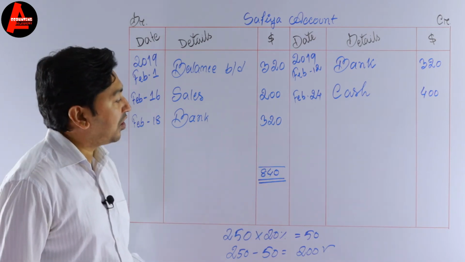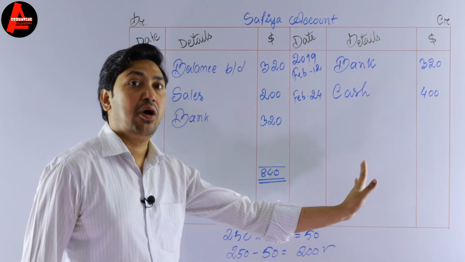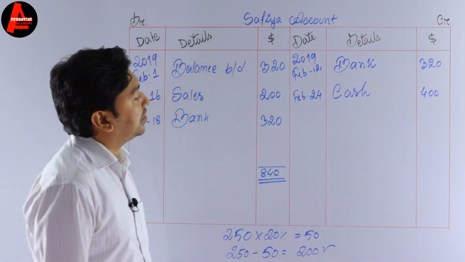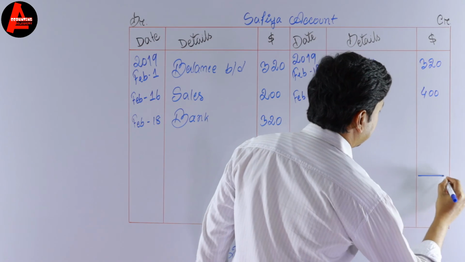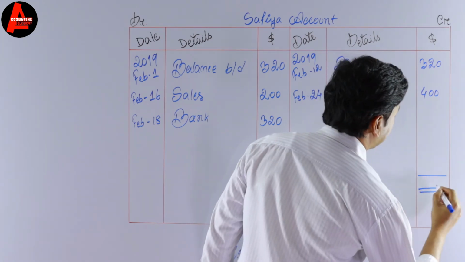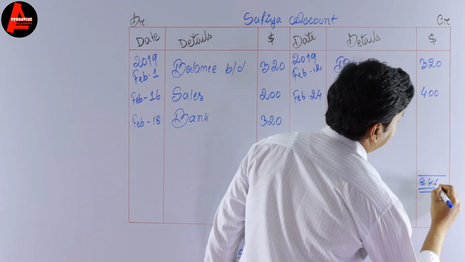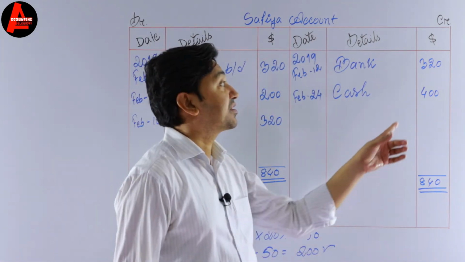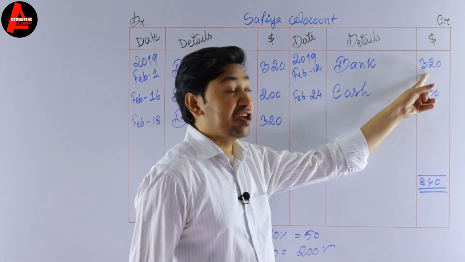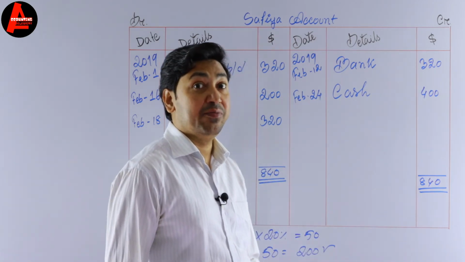Okay, now what to do? Now we will take this debit amount to the opposite side, opposite dollar column. Okay, so here opposite column is credit column, so let us write this value here. Just copy paste $840. Okay, very good. Now what to do? How to calculate bad debt here? We will subtract these two values, 320 and 400, from this 840 to calculate the bad debt.